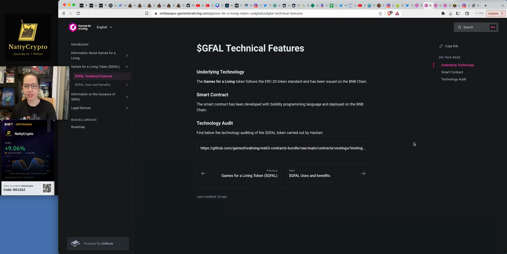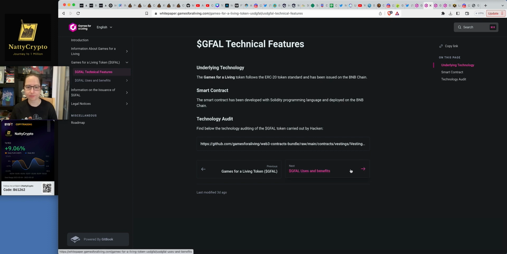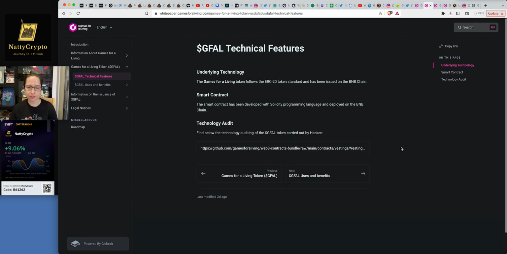There's the technical features. It follows the ERC20 token standard, but it has been issued on the BNB Smart Chain. That makes it cheap, so gas fees are extremely low on Binance, which is much better. The smart contracts have been written in the Solidity programming language and deployed on BNB. That's what we like to see. Technology auditing was carried out by Hacken.